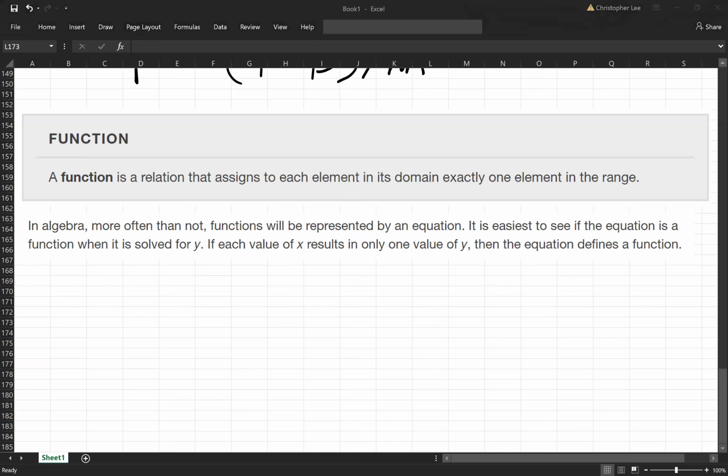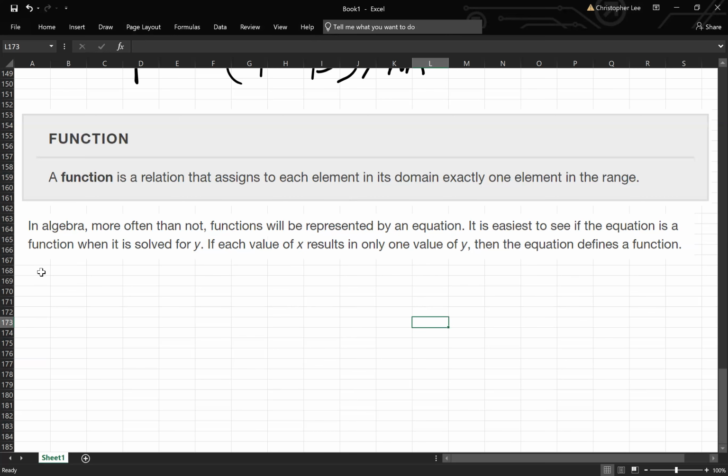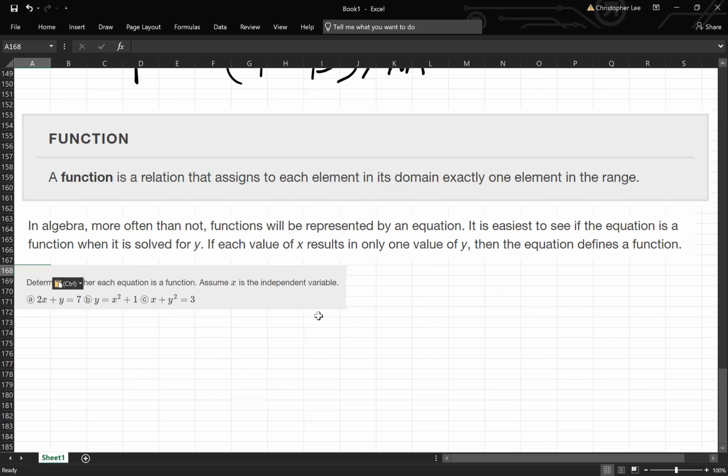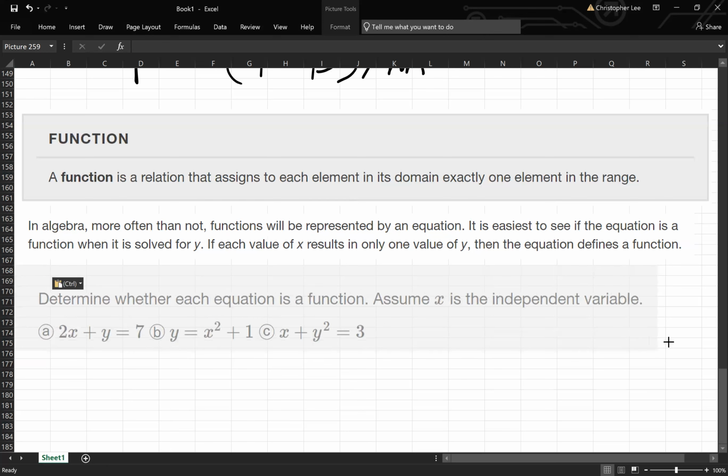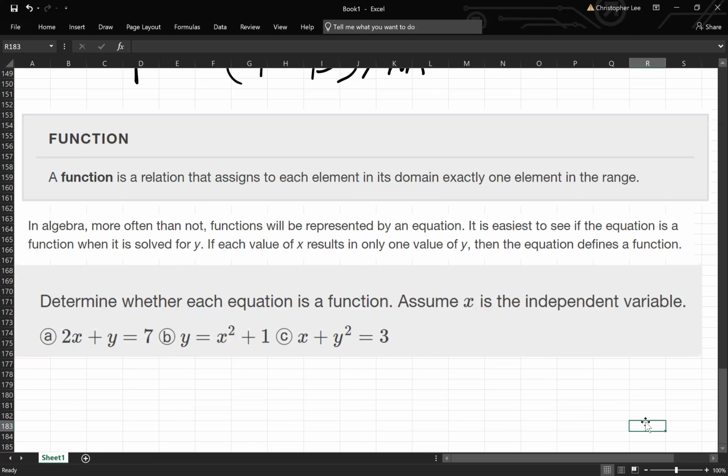But let me illustrate that a little bit more, right? So check this out. I got 3 equations right here. And with these 3 equations, I want to determine if each one is a function, right? And how do I do that? Very simply, solve for y. That's it. So we're just building off of the last topic, right? We're just going to solve for y. That's simple.